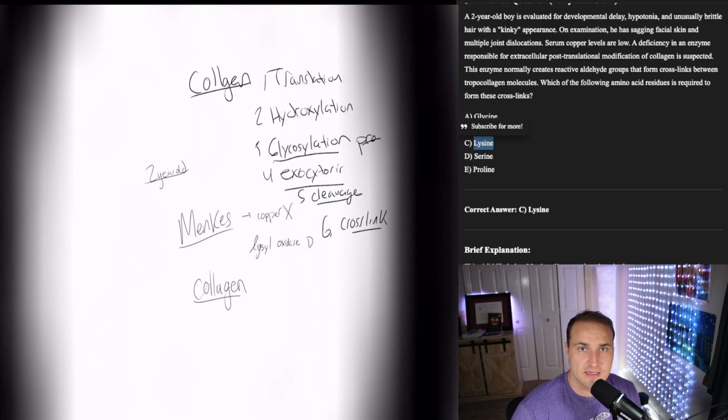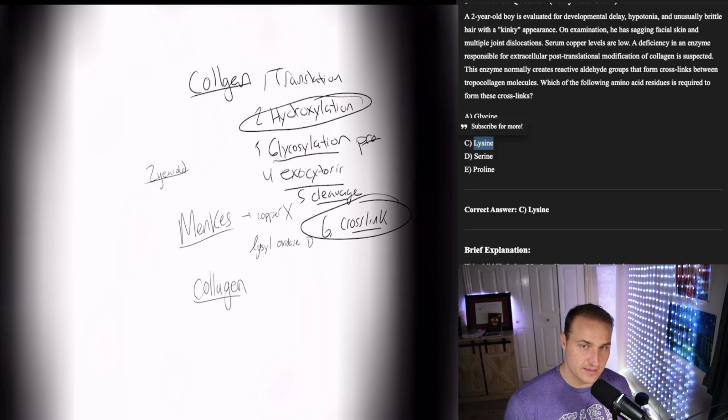It's copper dependent. So lysyl oxidase converts lysine to aldehydes and it forms the cross-linking. But that step can't happen if you don't have the copper. So we need vitamin C, or else you get the scurvy for that step. And then also for that cross-linking, we need copper. So that's why our answer here is lysine.